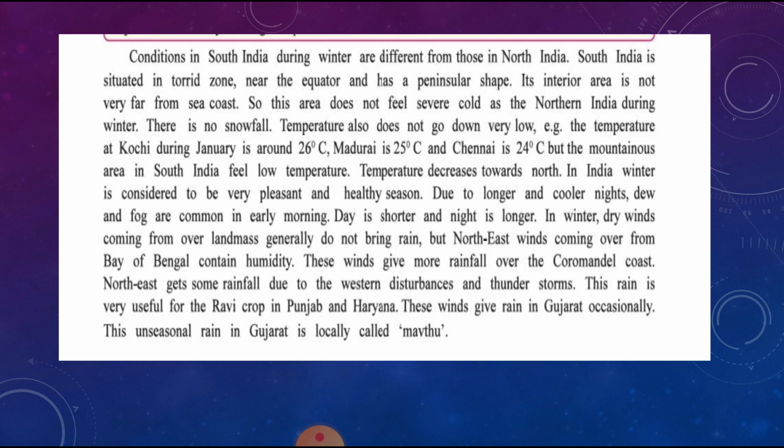For example, the temperature at Kochi during January is around 26 degrees Celsius, Madurai is 25 degrees Celsius and Chennai is 24 degrees Celsius. What we see here is that the weather does not experience severe cold as in North India.